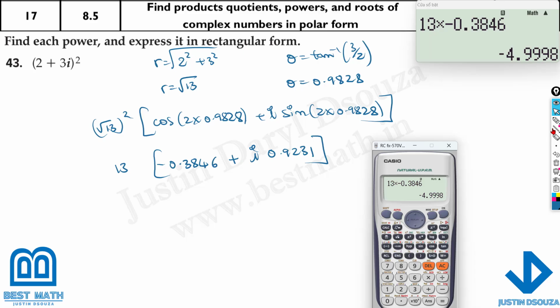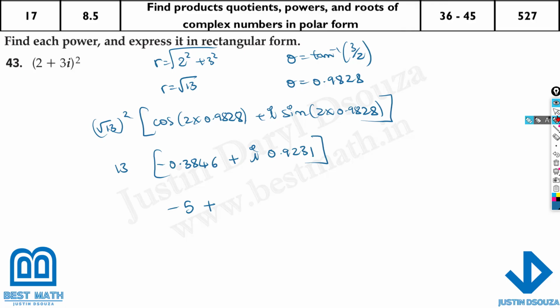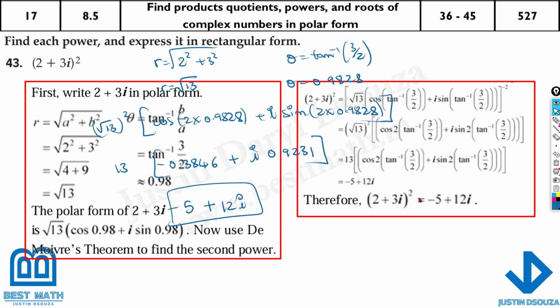And here we go. The value is, see, I'm just going to write 4.99 because even if you approximate it, it'll be 5 if you take 2 decimal points. Minus 5 plus what will be this value? It's going to be 13 times 0.9231, and that's going to be 12. So I times 12, or 12I, it's the same thing. So minus 5 plus 12I. So that will be the final answer. Here we go. Negative 5 plus 12I.